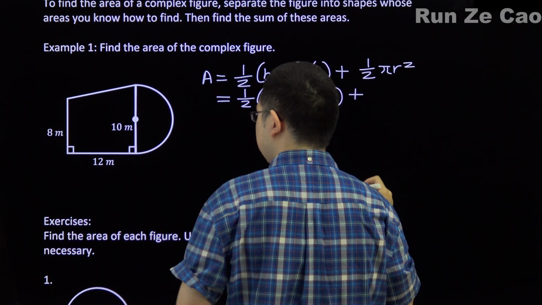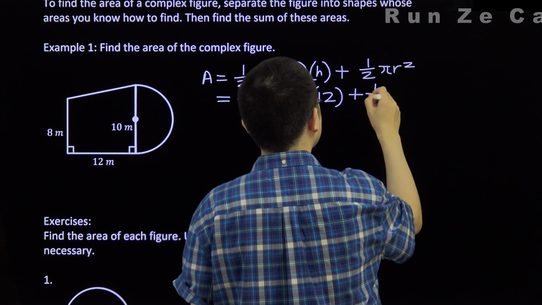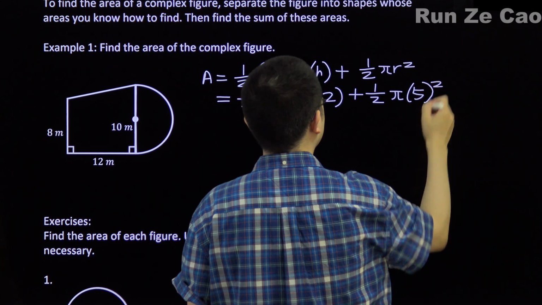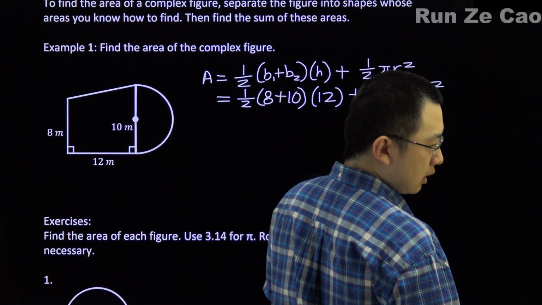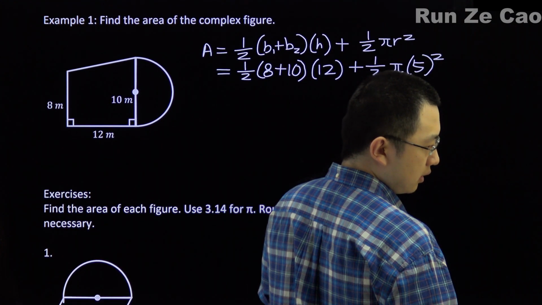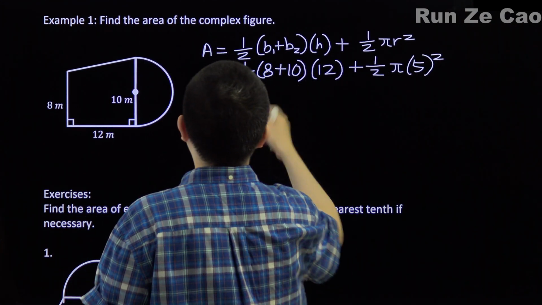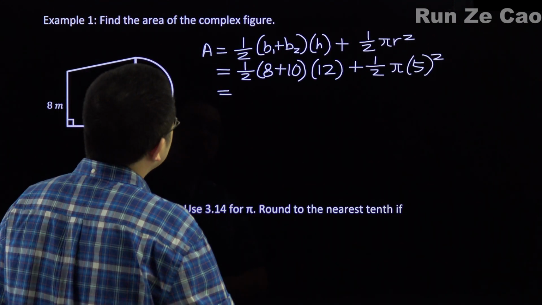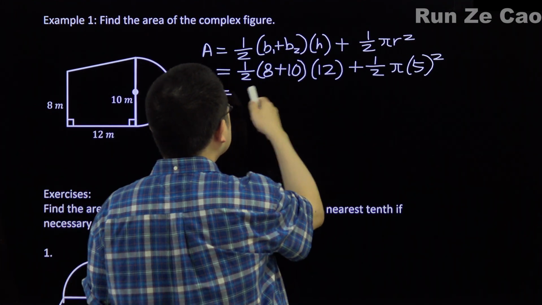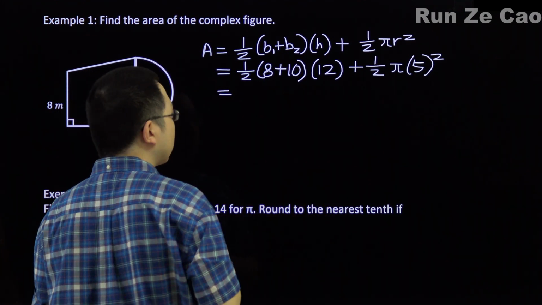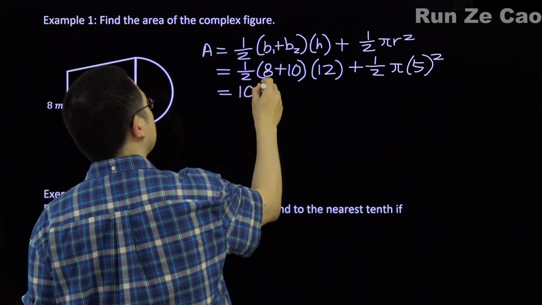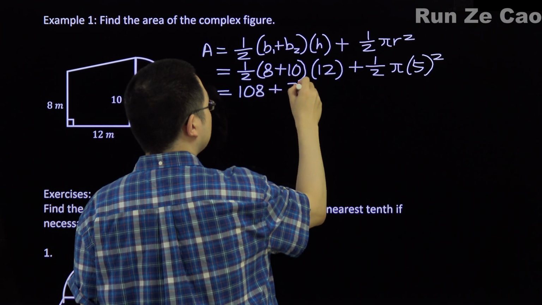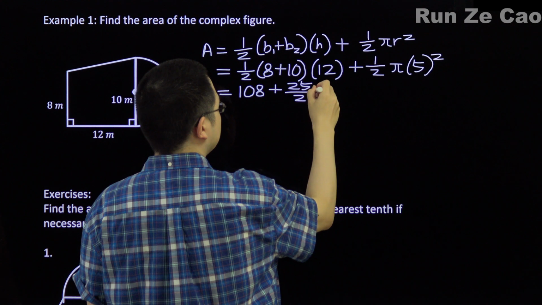The diameter here is 10. Therefore, the radius must be 5 squared. Hey, it doesn't say approximate. There's no round to whatever, which means we're going to be giving this as an exact value. So we got 9, because of the over 2 part, times 12, which gives us 108, plus 5 squared is 25. 25 over 2 pi.